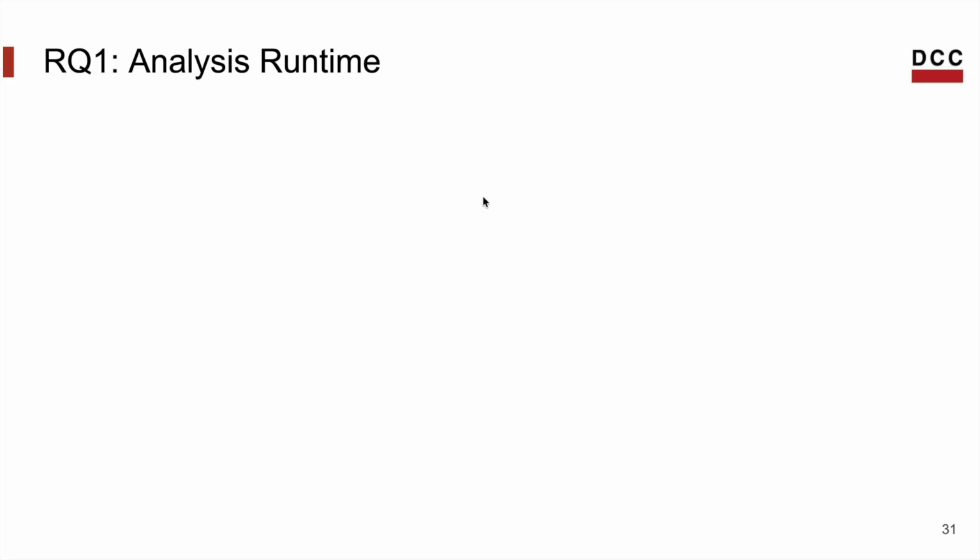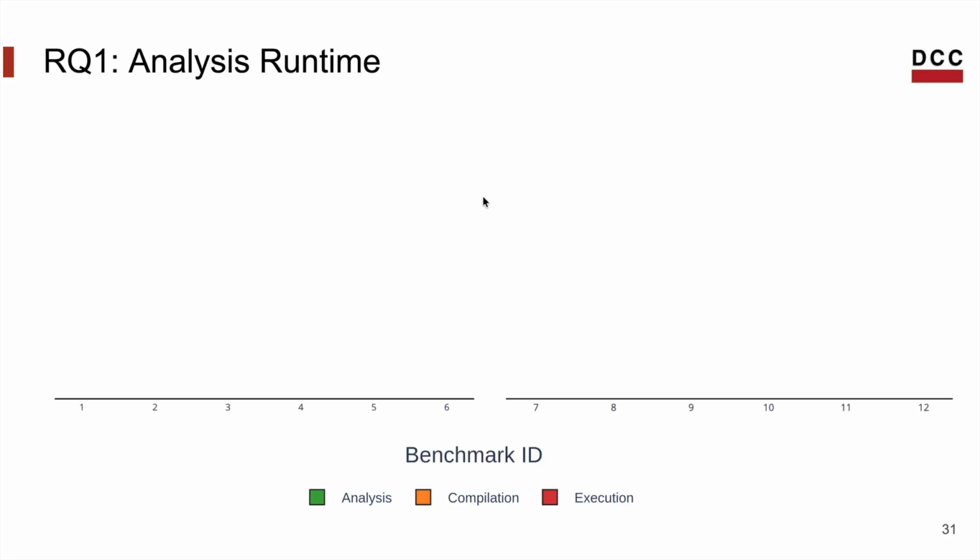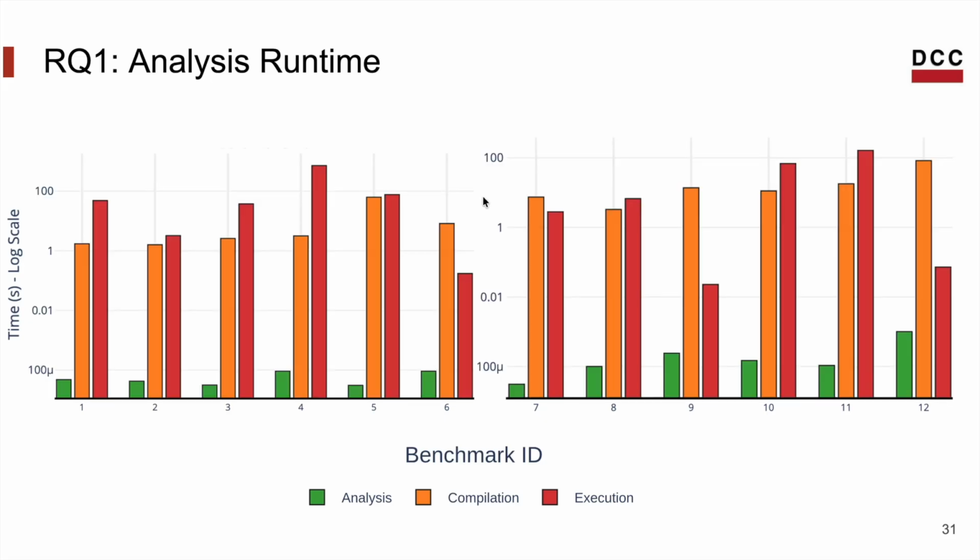So for the analysis runtime, we wanted to compare how much time is taken to execute the analysis compared to compiling and executing the graph. So we grabbed 12 benchmarks from the Einstein collection, and here we are comparing the runtime of the analysis, compilation, and execution of the graph, and this is a log scale plot.